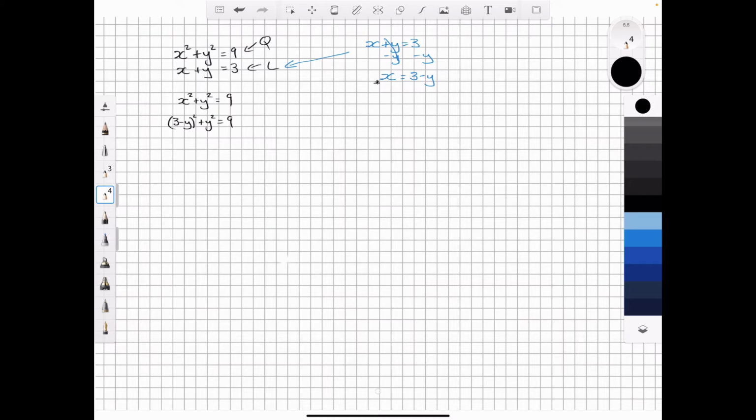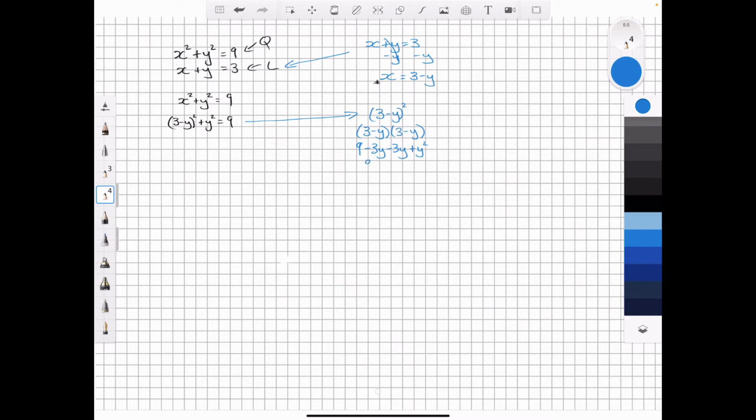Now, let me just change the color again. What we have to do next is multiply out this 3 minus y. So we have 3 minus y squared, which means we have to multiply 3 minus y by 3 minus y. When we do that, we multiply 3 by 3, which is 9, 3 by minus y, which is minus 3y, minus y multiplied by 3, so it's minus 3y, and minus y multiplied by minus y, which is plus y squared, because a minus by a minus is a plus.